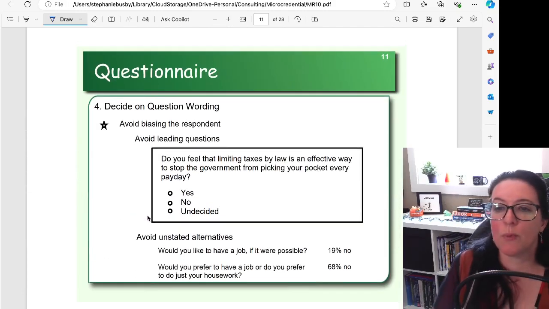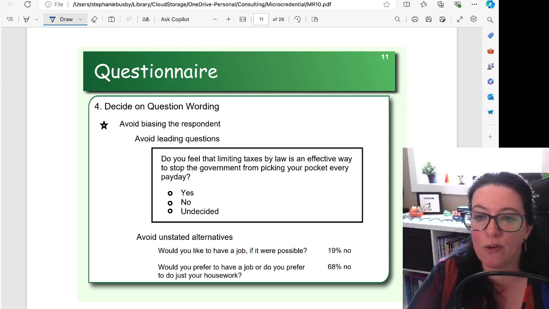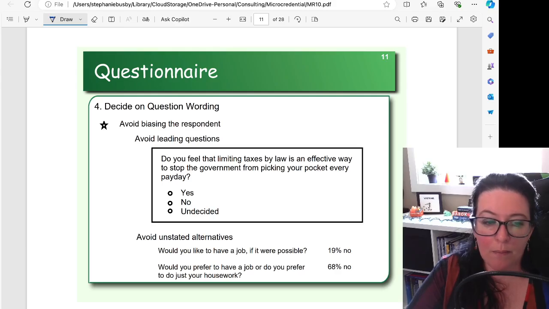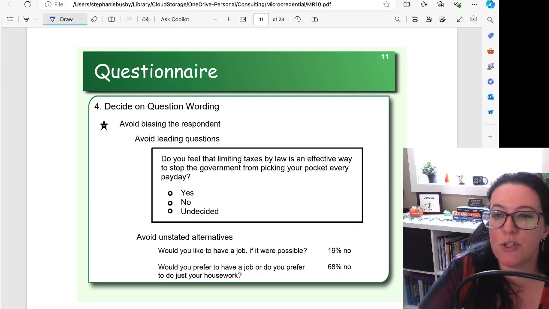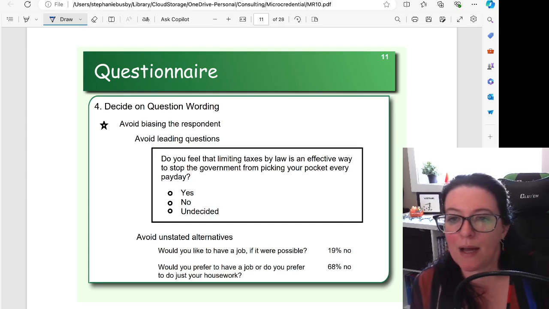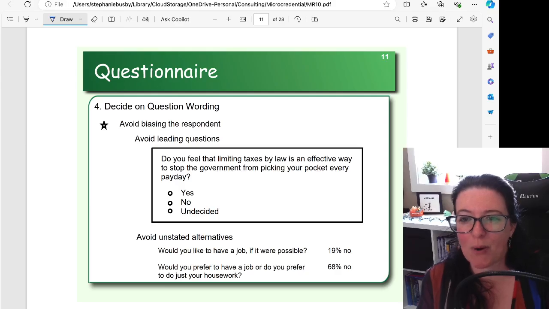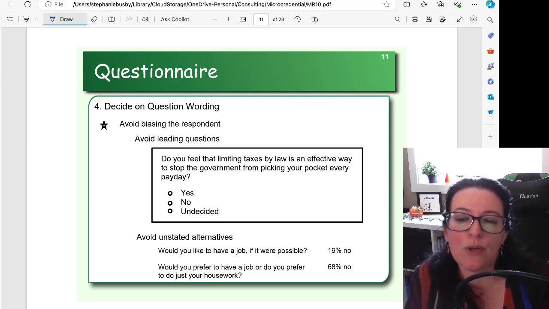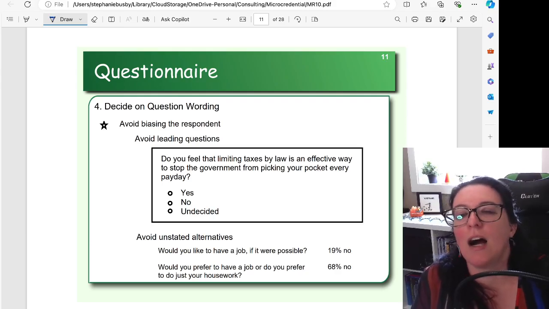Avoid biasing the respondent, so avoid leading questions. Be careful about the way you've worded the question that makes assumptions. So here in this particular one: do you feel that limiting taxes by law is an effective way to stop the government from picking your pocket every payday? Notice that picking your pocket is very charged wording, and so it has that negative connotation.